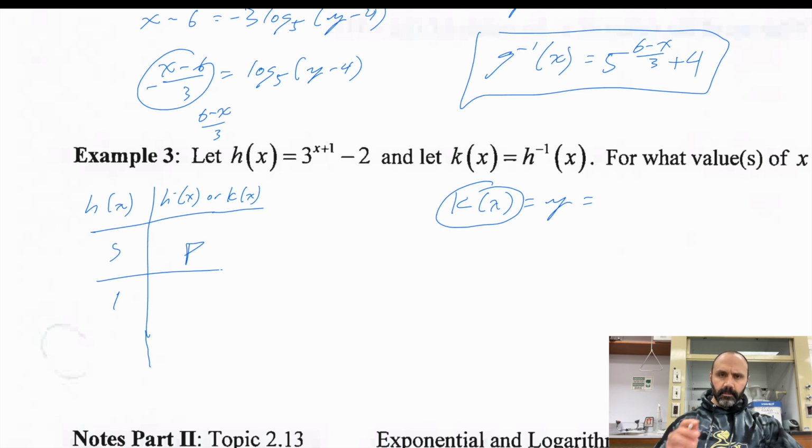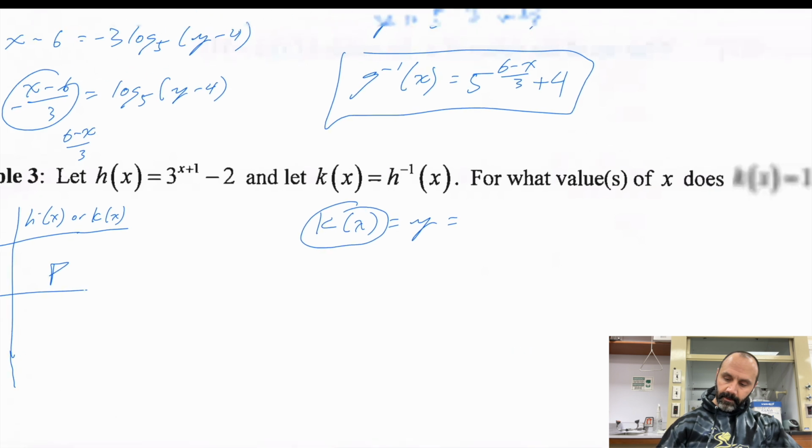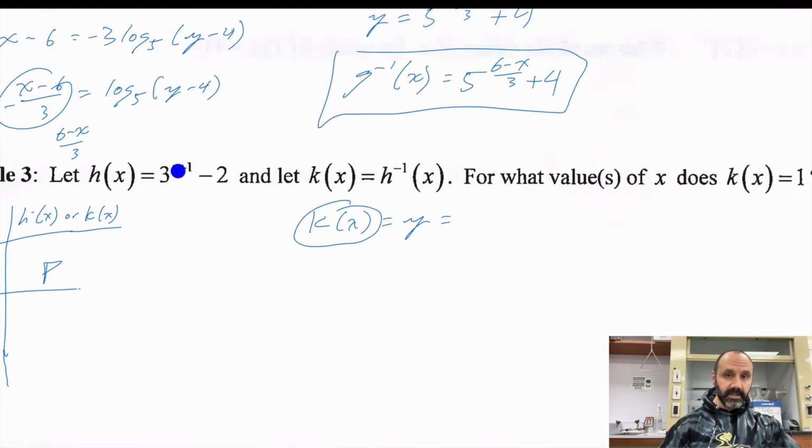Well, because I'm dealing with the inverse, I can just take 1 and put it into h of x, and it'll give me the output. And that output would be the input for the inverse function, or the k of x. So all I have to do really for this is I take 1 and I plug it into h of x.